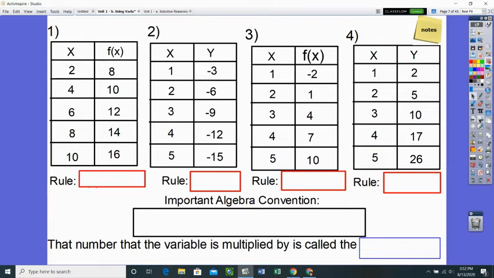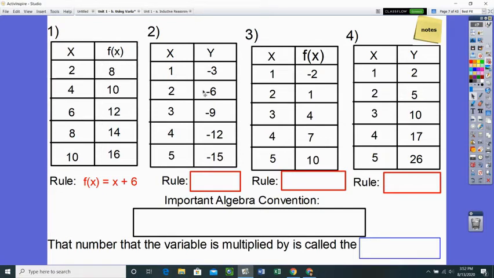Okay, let's take a look at number 1. First of all, notice that there's an f of x there, so that should be in your rule. That's going to be f of x equals, and what do you do to the x to get the y? Did you get that you're adding 6? So if I put the 10 in for x, 10 plus 6, f of 10 would be 16. Notice we've got the y here, so you should have y in your rule.